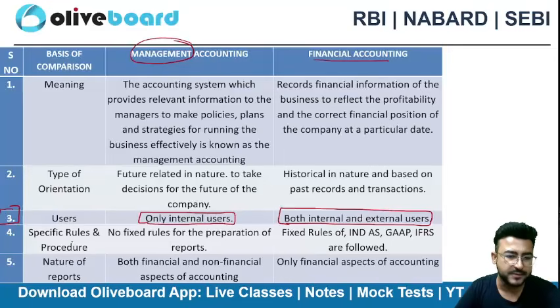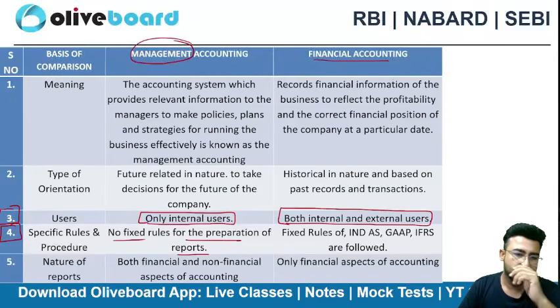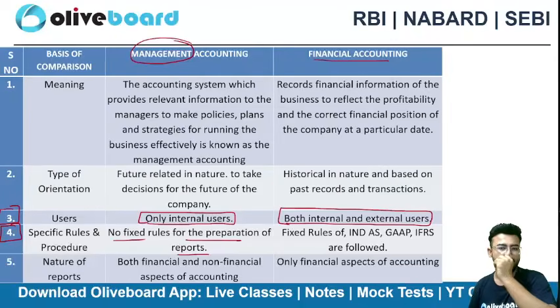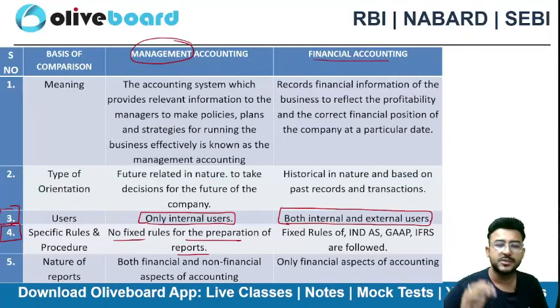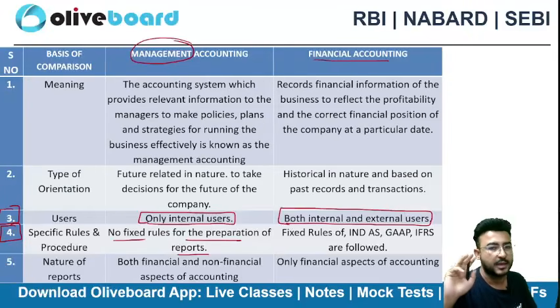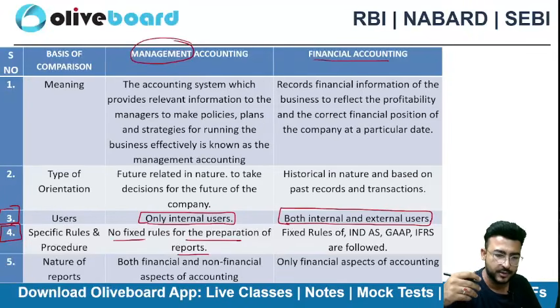Acha, do we have a specific rule when it comes to management accounting? We don't have any specific rule. Do whatever is beneficial for the managers. Do whatever gives you the benefit in terms of making decision, right? That's management accounting. But when it comes to financial accounting, there are accounting standards. There are Indian accounting standards that you have to follow. So fixed rules and regulations are there in financial accounting, which is not there in the management accounting, right?